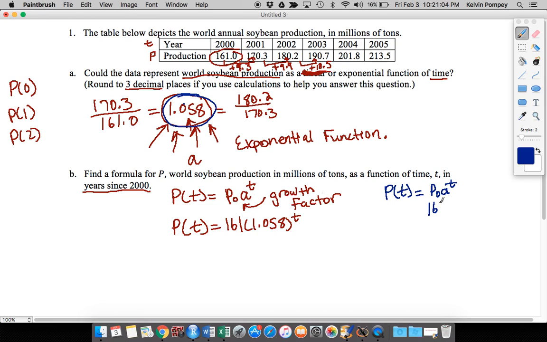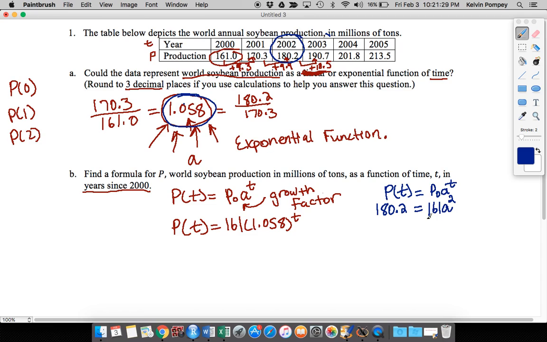We already know that the 161 is our P naught, but what I can do is choose some point. Let's say I choose the year 2002 and the production 180.2. Then I know for a fact that when I plug in 2 for T, I'm going to get an output of 180.2.